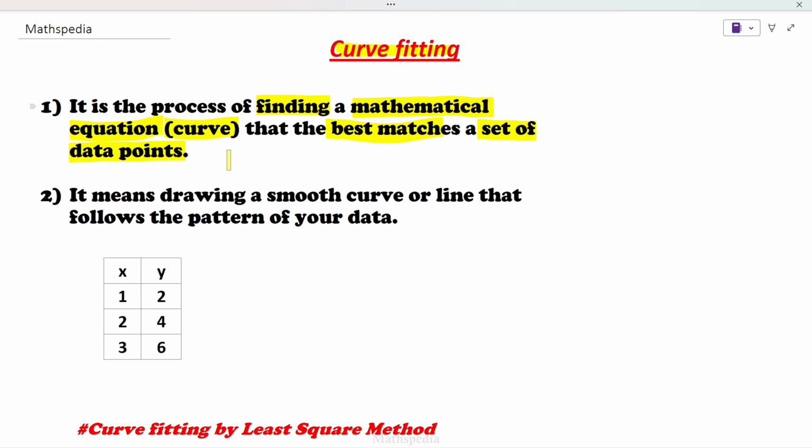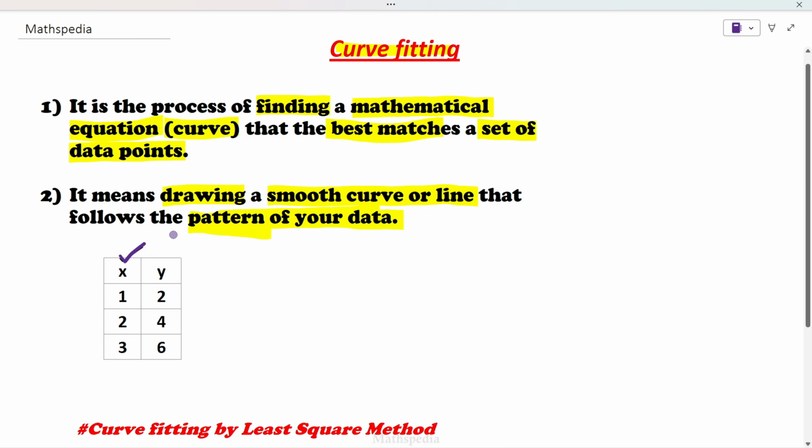Okay. So a set of data points will be given, x, y values, whatever the values of the variables are. We are going to find a mathematical equation, basically a curve or the line that matches the data set given. Okay, in an easier way, we are going to draw a smooth curve or the line that follows the pattern of your data. So whatever the pattern of your data is, the curve or the line should be following it.